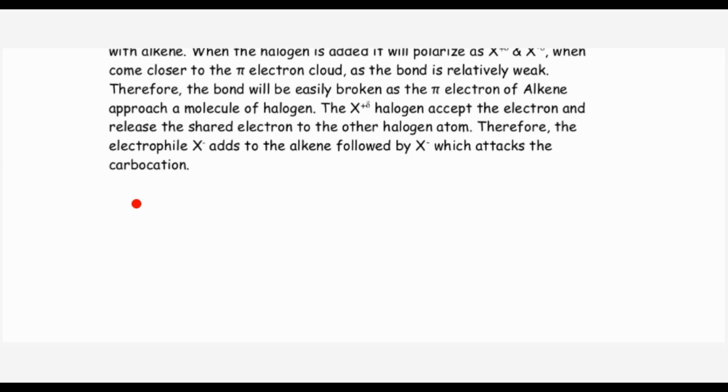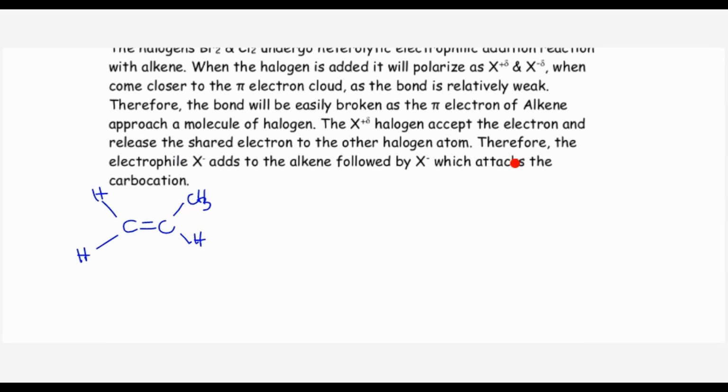So this is an alkene. I'll just take propene. We know the halogens are added across the carbon-carbon double bond. I'm going to explain to you how two bromine atoms can be added across the carbon-carbon double bond to this molecule. Fine. So let's see how halogens can attack this molecule.